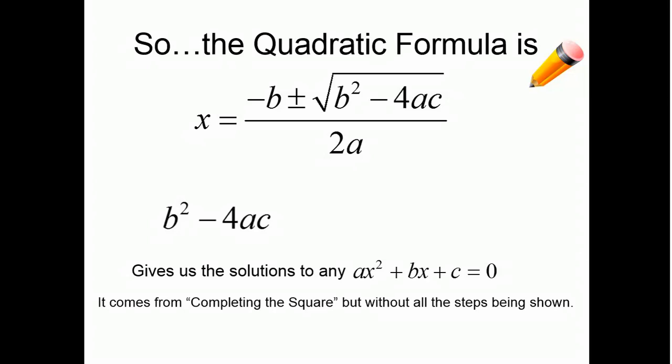Now, this b squared minus 4ac that's right there, that is the discriminant. This tells us about how many solutions you're going to have. If you have a positive number in there, you're going to have two real solutions. If it is 0, you're only going to have one solution, and if it's negative, you're going to have imaginaries. So basically, it gives you an idea of how many solutions you're going to have, which becomes more important when we start looking at graphing and whatnot.